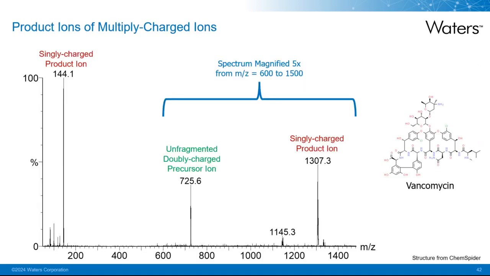The product ion spectrum can become complicated when dealing with multiply charged precursor ions. In the case of the antibiotic peptide vancomycin, as can be seen here, the precursor ion is a doubly charged ion at mass to charge 725.6. When it's fragmented in the collision cell, though, the products are singly charged, and so they can occur at a mass to charge value that's higher and also lower than their precursor ion, so it can be a little bit more complex.